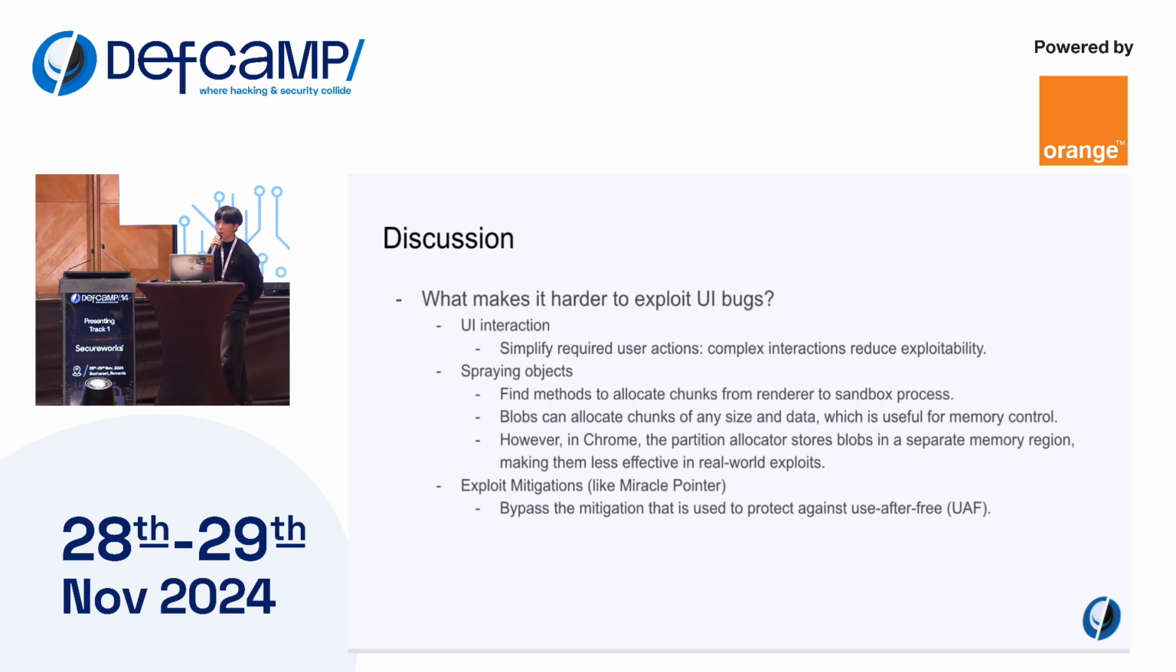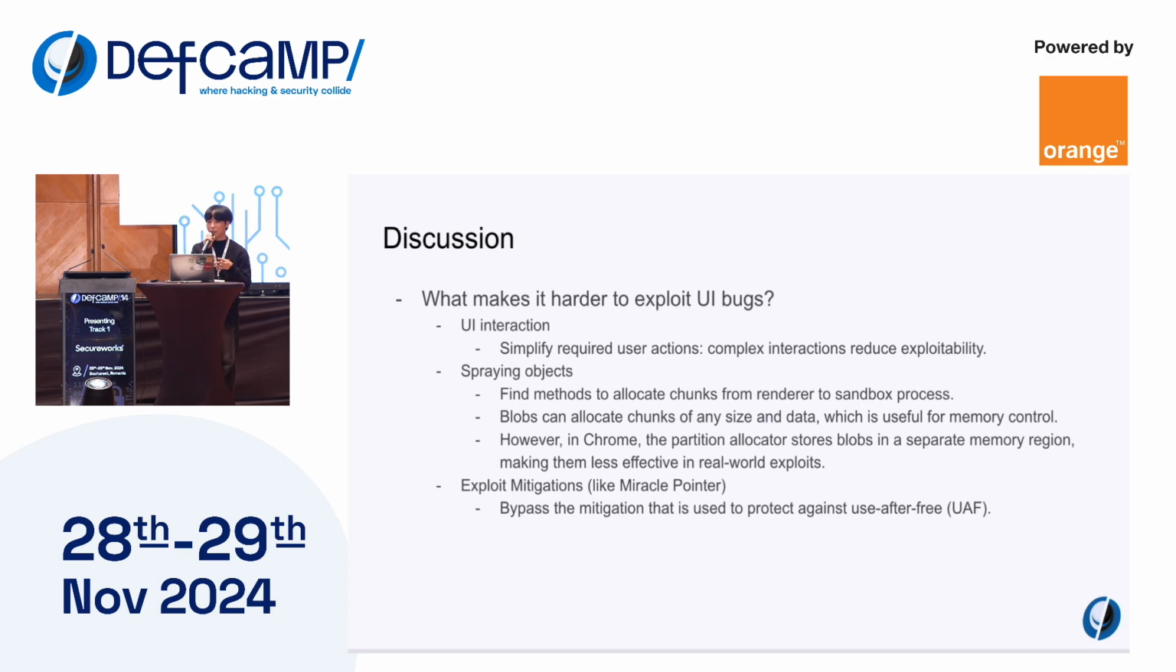So lastly, I'd like to discuss what makes it harder to exploit UI bugs. The first challenge is the UI interactions. As we've seen, if the required user interaction is too complex, it becomes almost impossible to trigger the bug naturally. The second challenge is object spraying. This is difficult because to exploit a vulnerability in the browser process, you need to allocate memory from the renderer to the browser process. In our demo, we use the blob API to allocate memory, but in modern Chrome, the partition allocator separates blob memory from other memory in the browser process.